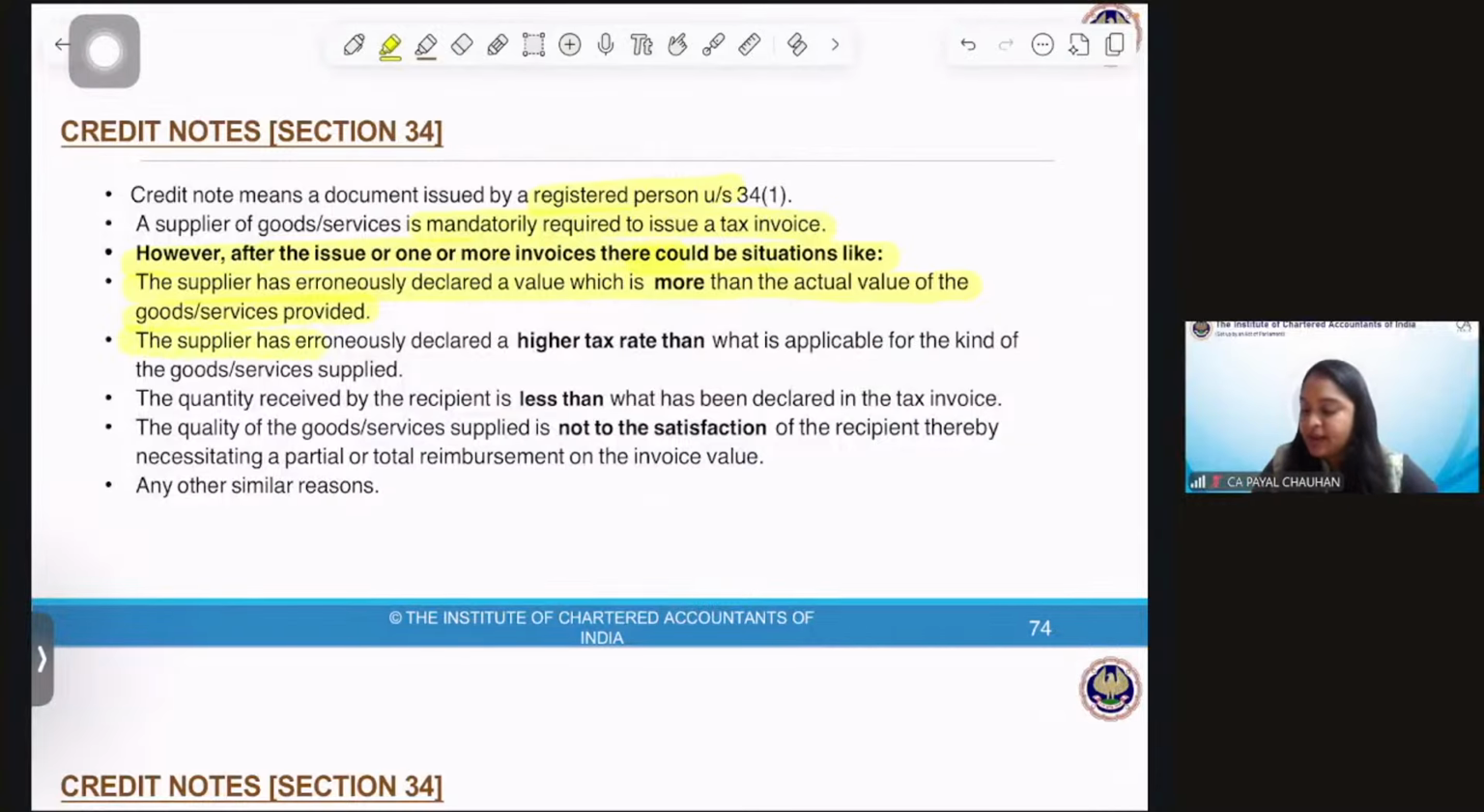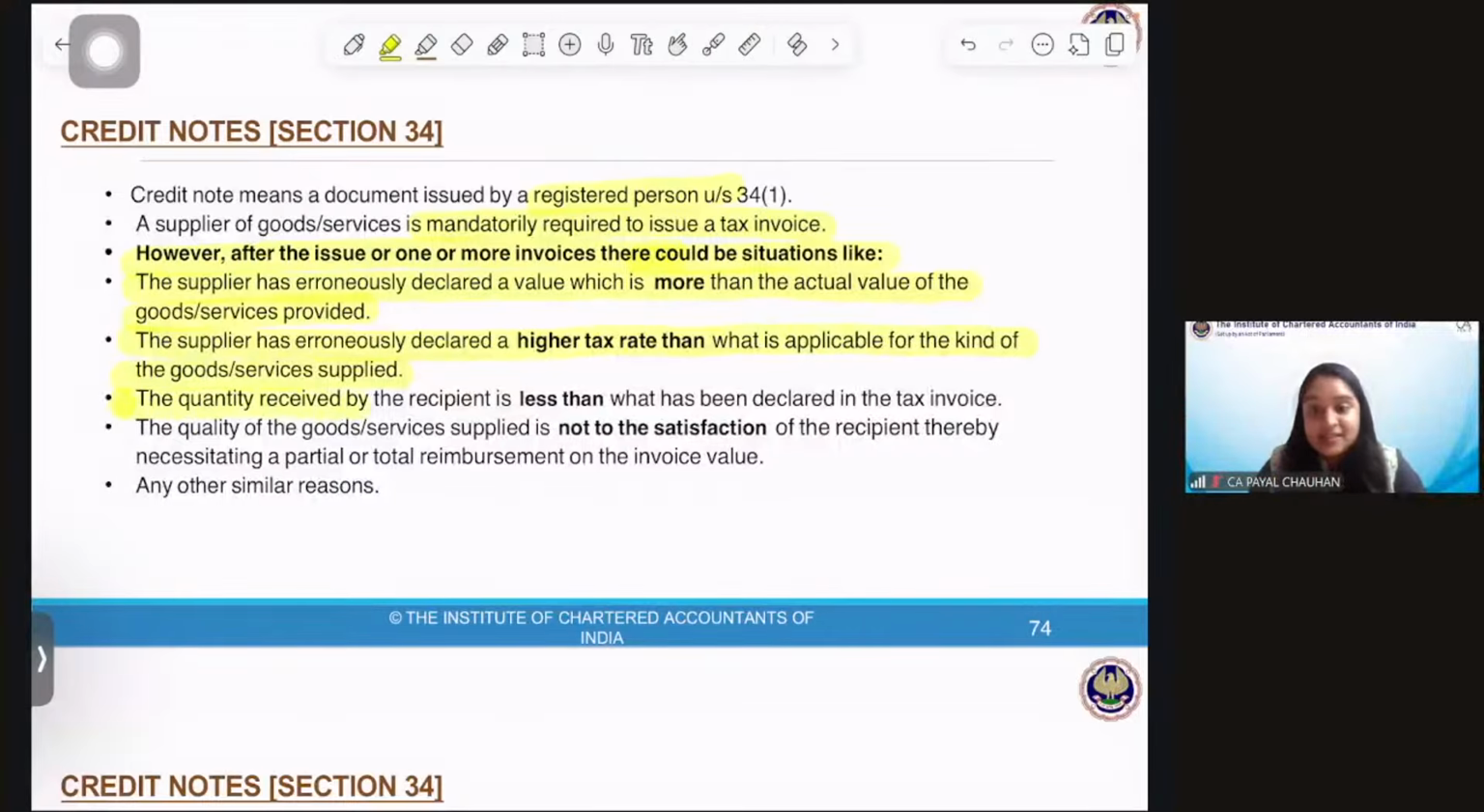Now, the supplier has erroneously declared a higher tax rate than what is applicable to the kind of goods and services supplied. The goods I supplied were under the 5% GST rate, but due to some error, I charged 12%. So I charged extra, and to give you back, I'll issue you a credit note.